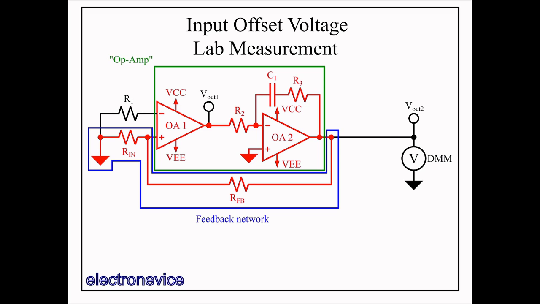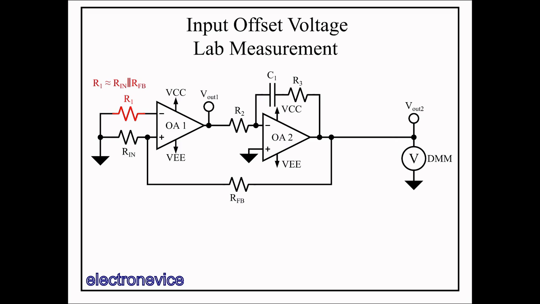We see that similar to the non-inverting amplifier, we have our op-amp in the green box and our feedback network encompassed in blue. Our input is connected to ground through resistor R1. This resistor helps cancel out input bias currents, which is something we'll discuss in detail in a later video. For now, we just set R1 to a value close to the parallel combination of Rin and RFB.